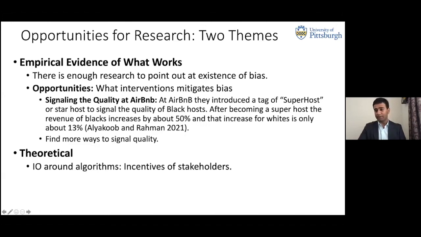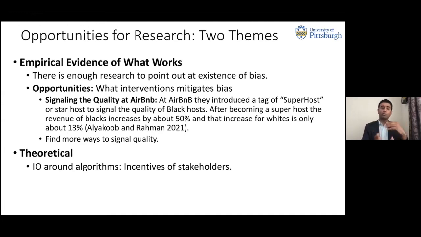What they did was they introduced something called superhost status in Airbnb, which means that if you qualify for certain criteria, for example, if your response time is lower than a threshold, you have very good reviews, a very good star rating, then you will be given a superhost status. Now, the superhost obviously benefits everybody, but the benefit of superhost for blacks was about 50%, and that for whites was only 13%.